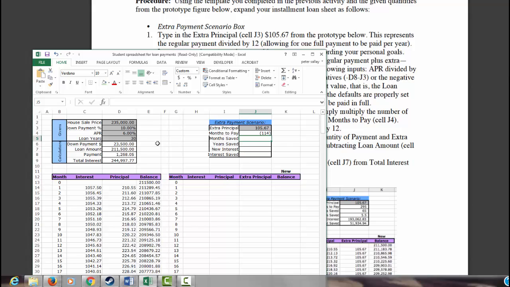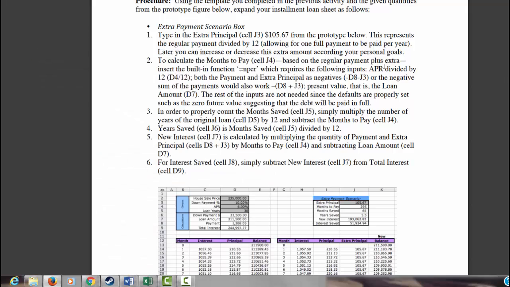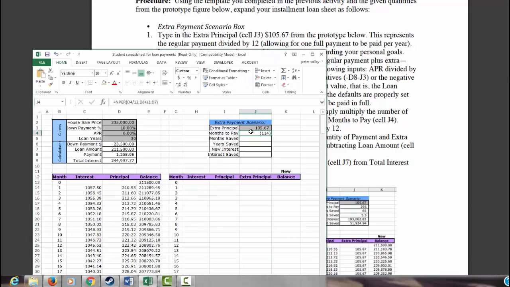Okay, so we didn't get that right, so let's go back and do some troubleshooting. As I read the directions here, it says to put the payment and the extra principal both as negatives. So let me go back in, and instead of adding, let's go negative D8 minus that, and I get 295. Okay, and that kind of makes sense. I mean, it's why they're negative, that makes sense.